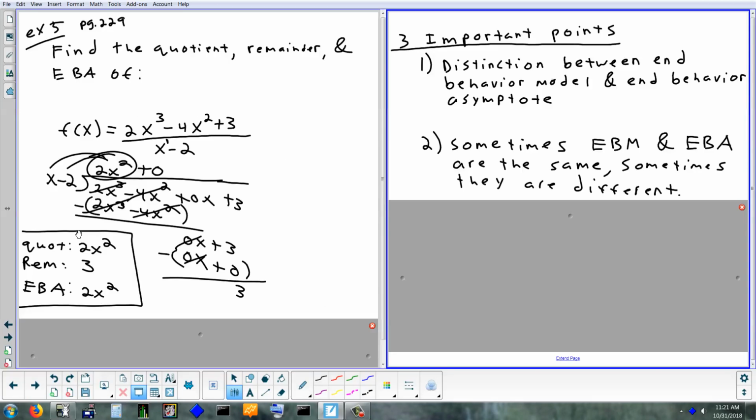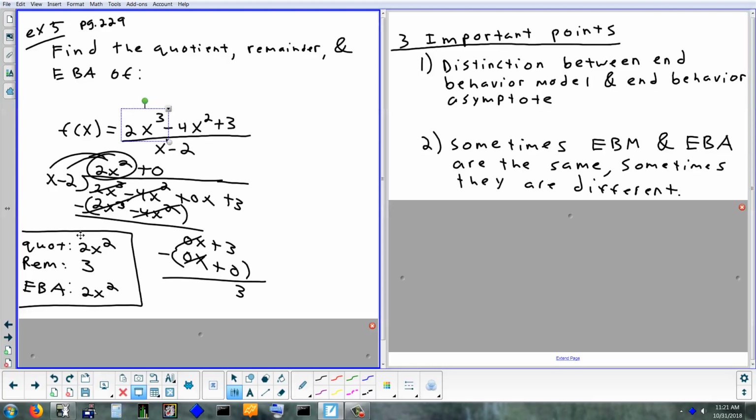If I look back at the problem we just did, the highest degree term in the top is 2x cubed. The highest degree term in the bottom is x. What do I get if I do 2x cubed divided by x? 2x squared. I get 2x squared. And if you're thinking, well, why didn't we just do that then if it comes out the same? Well, sometimes it comes out the same.